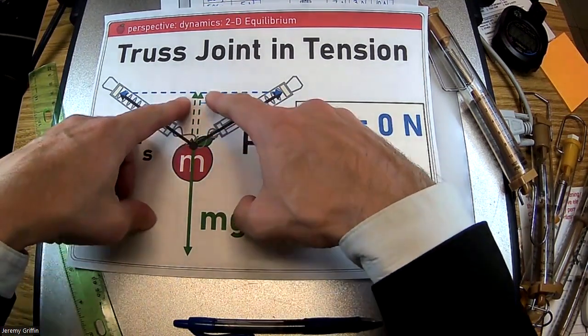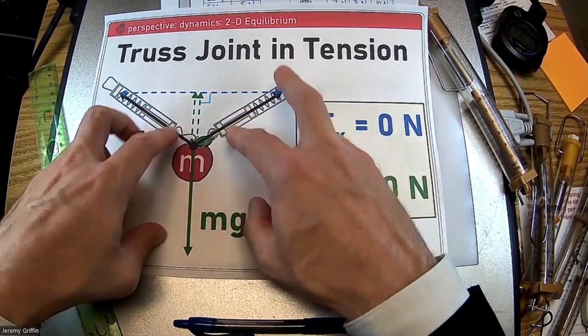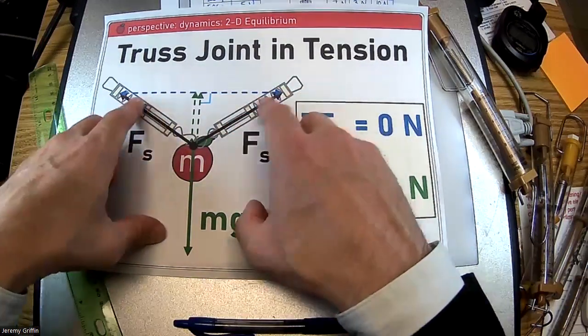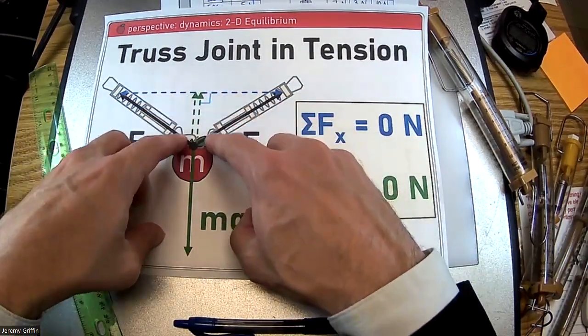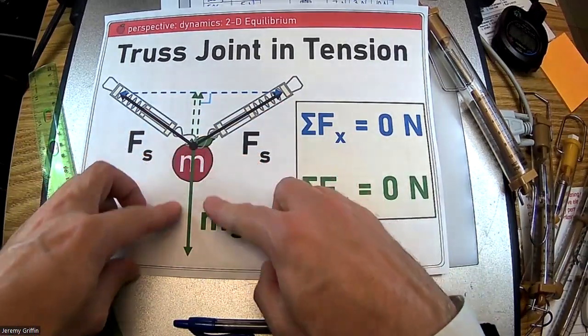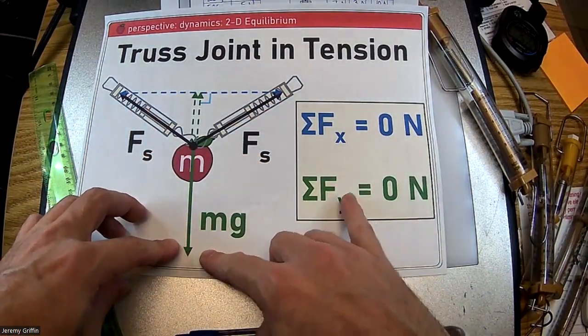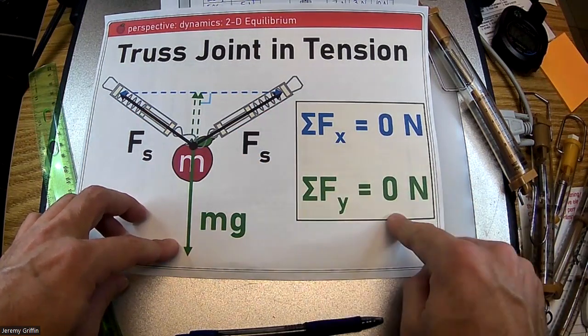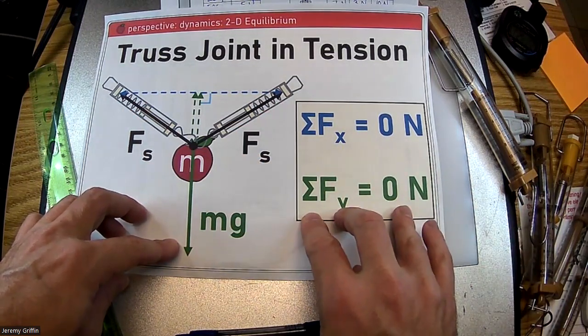And then what about the vertical components? Each of these spring scales is pulling partially up, not exactly up, but partially up. And these two upward components better balance with this downward force, right? You guys see that? That's what this condition means right here. The sum of the forces in the y direction zeroes out.